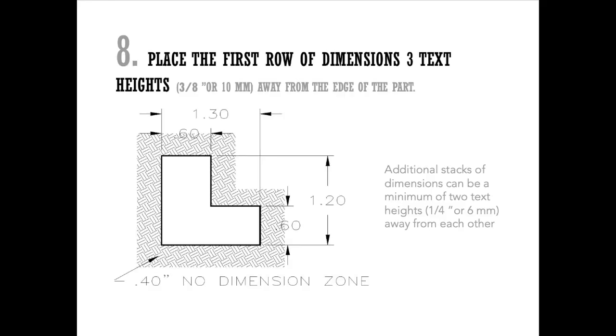Step 8, we've kind of mentioned, you want to make sure your first dimension is 3/8 away from your part. In metric, that's 10 millimeters, and then every consecutive dimension after that is a quarter inch away. So if you're looking at this part right here, this 0.6 is 3/8 away from the part, and then the 1.3 is 1/4 away from that first dimension.